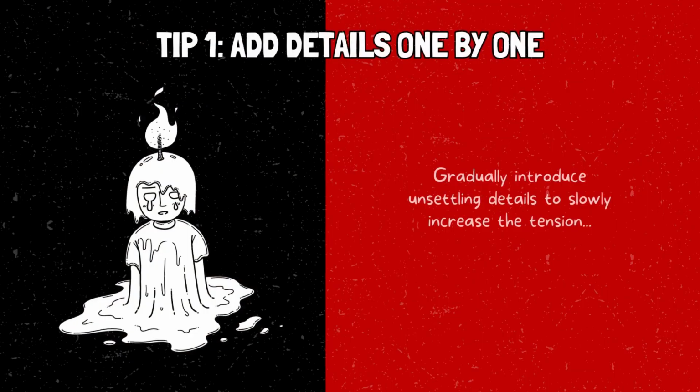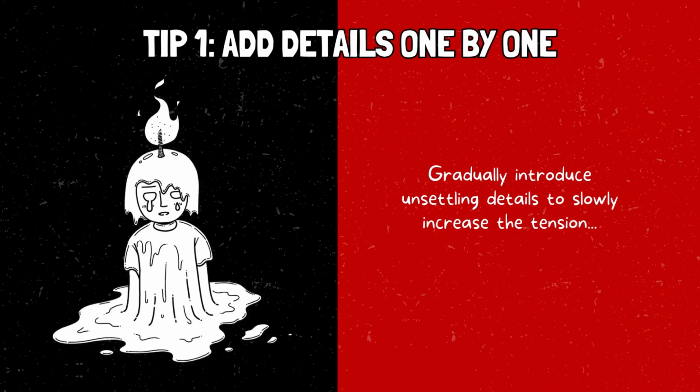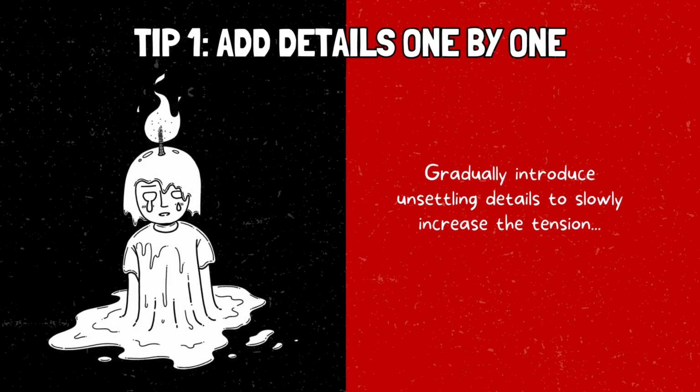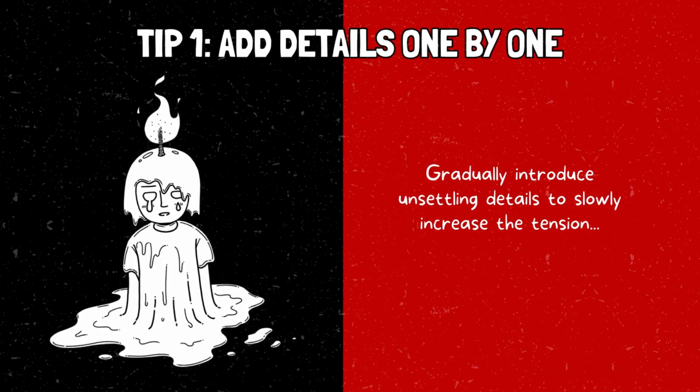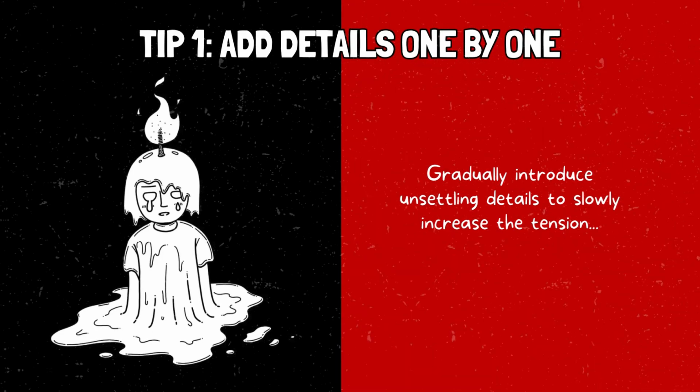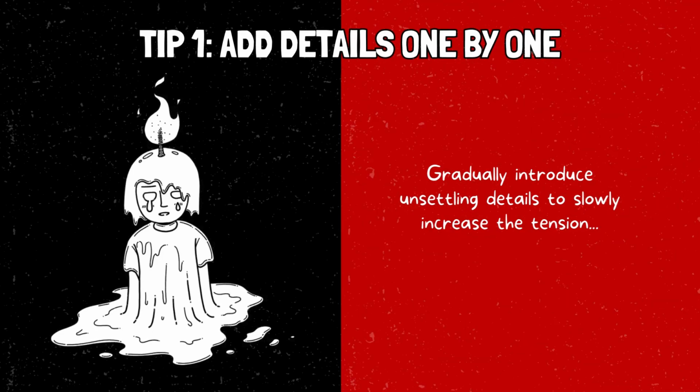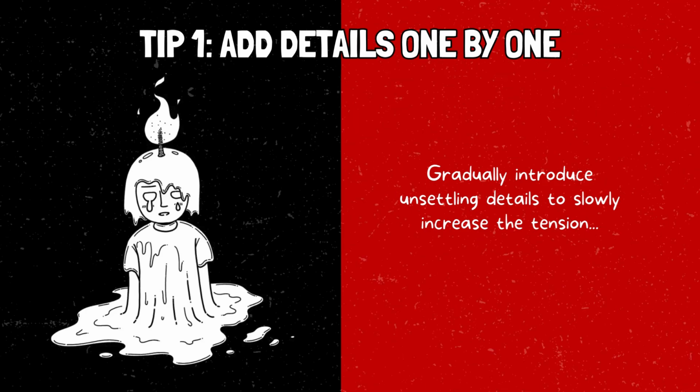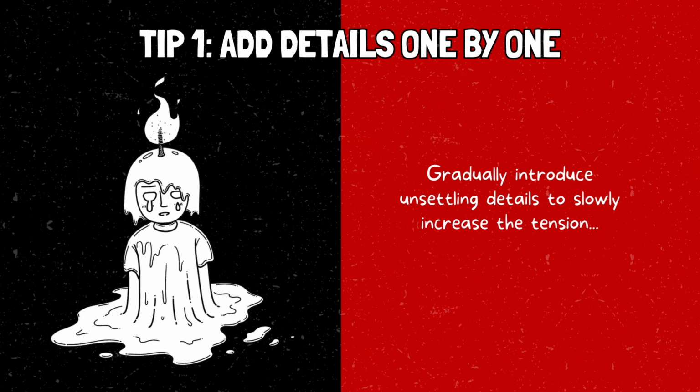Tip 1. Add details one by one. Gradually introduce unsettling details to slowly increase the tension. Start with small, eerie elements like a flickering light, a distant whisper, or an unexplainable shadow. These details keep the reader anxious, wondering what's coming next.